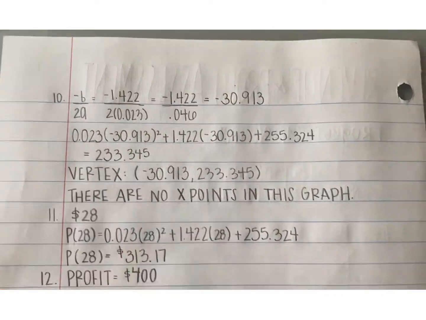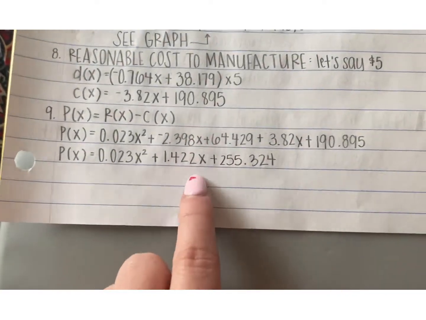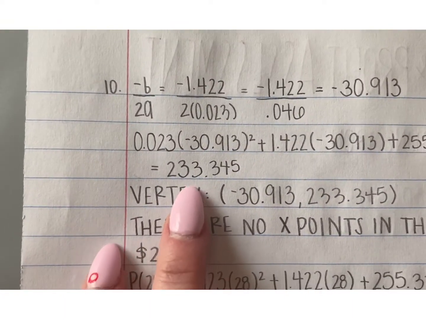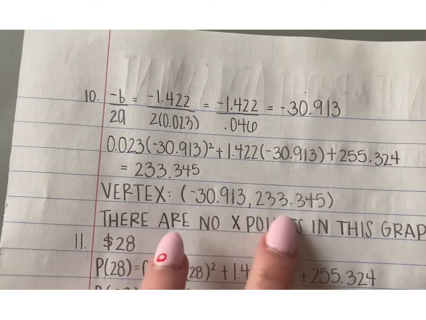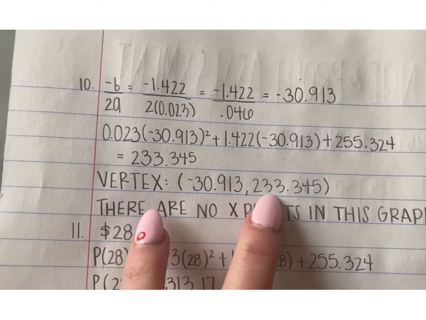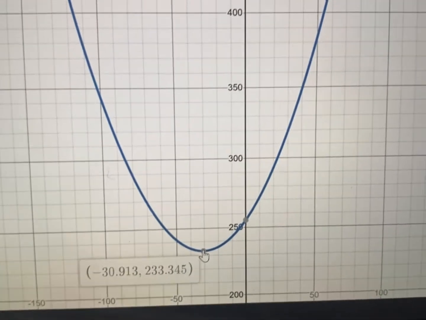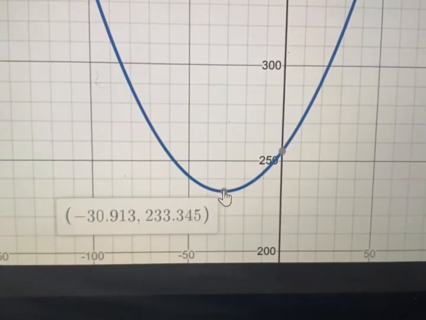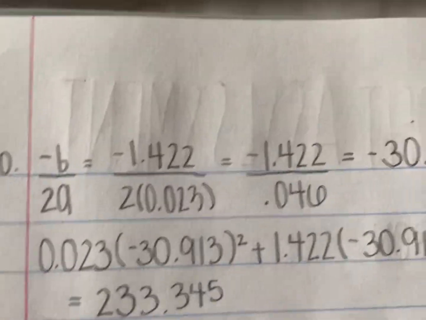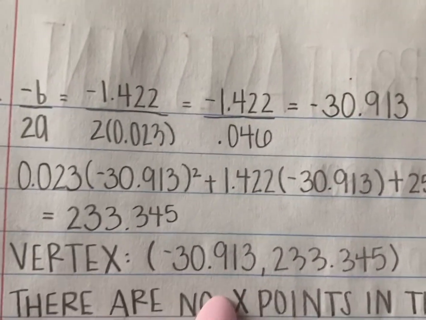So we plug that into the equation that we just did over here, and we get 233.345. So the vertex is going to be this right here. So then we can go into Desmos and compare what we got in here, and we actually got the same exact number for the vertex.